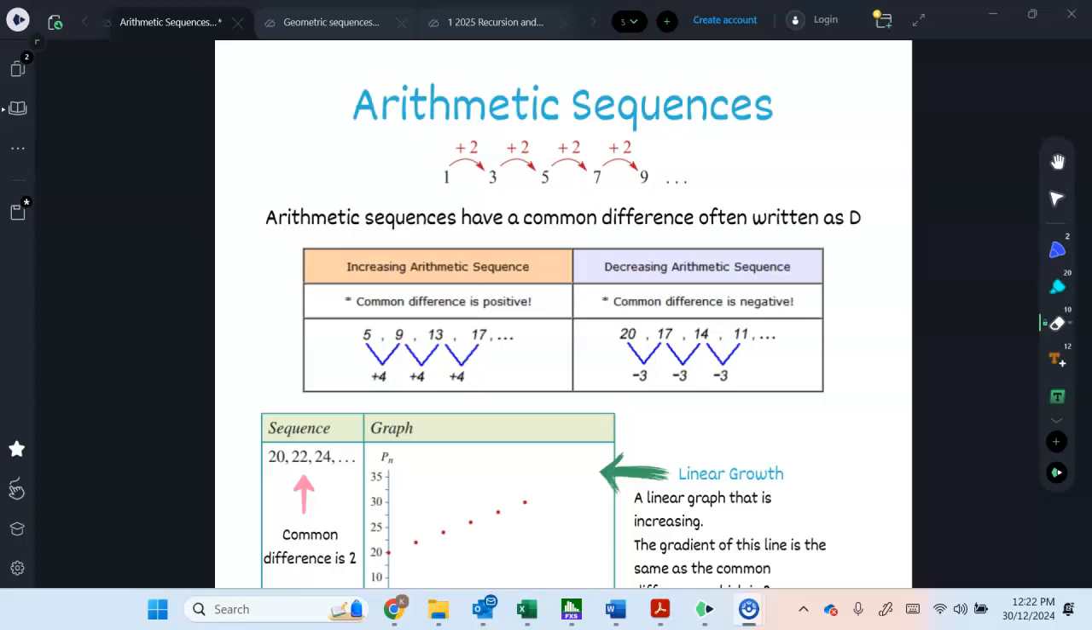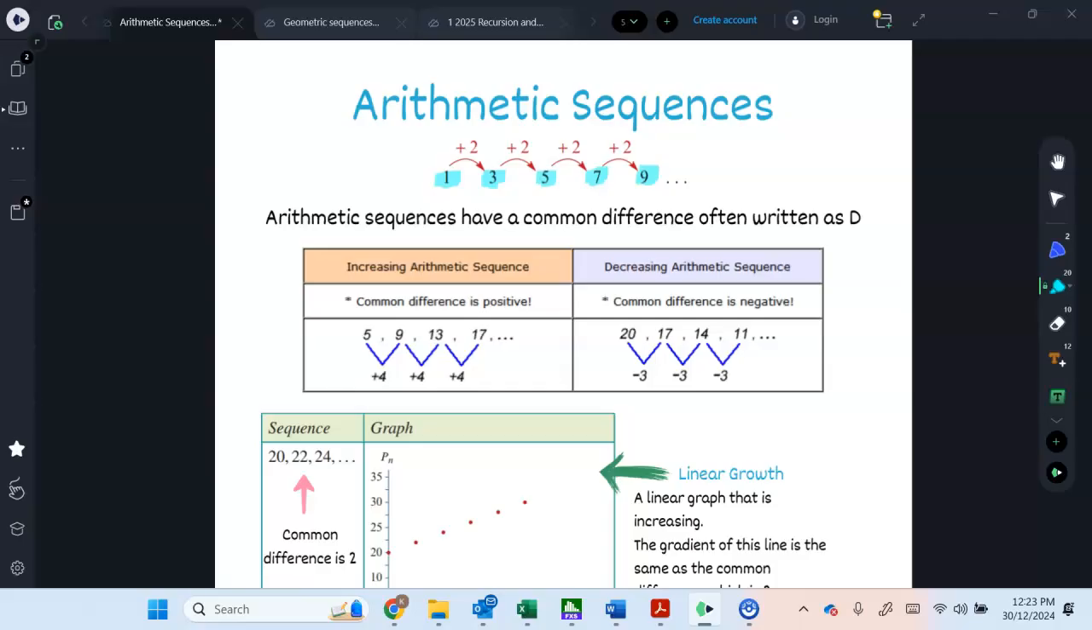So arithmetic sequence, as you can see, we're adding a common difference, or we could be subtracting as well. A sequence is just a series of numbers. So you can see here we've got 1, 3, 5, 7, 9, and we could keep going because we can clearly see the pattern is we're adding 2 each time. So that's what an arithmetic sequence is.